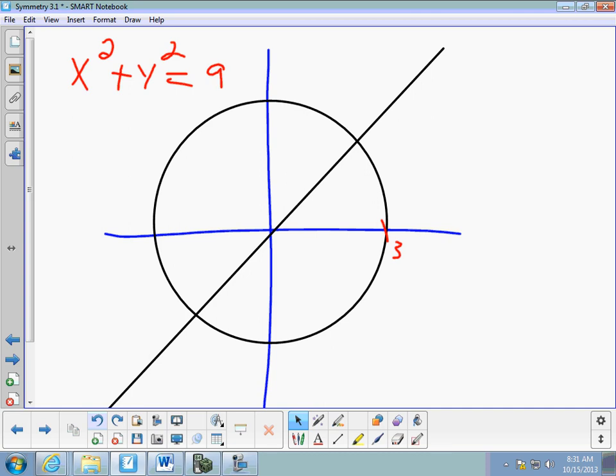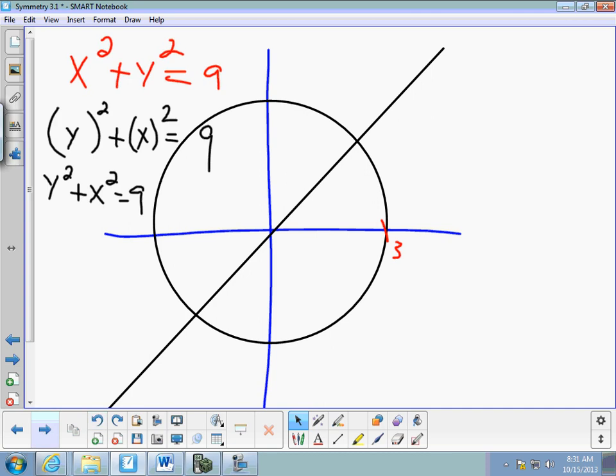So it's symmetric, but it's not a function. If I wanted to show, verify, indicate, whatever, that it is symmetric with respect to that line, I should be able to interchange the x and the y. I'm going to take out the x and replace it with y, and I'm going to take out the y and replace it with x. And when I did that, by golly, that's the same thing as what I started with.